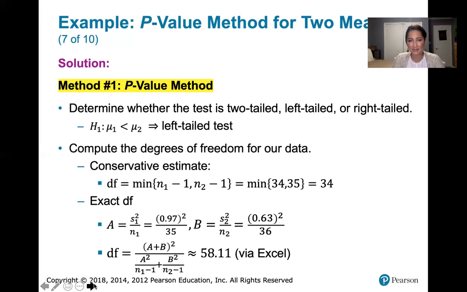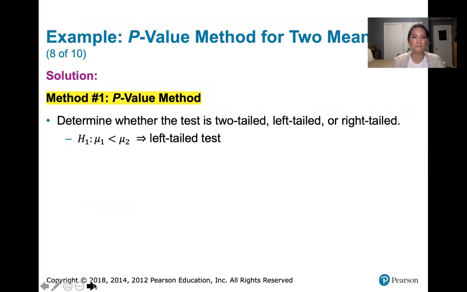If I use Excel to find that value, I get 58.11. Now, I'm not doing any of this computation here in this video, but I do a lot of this computation for the p-value method with the conservative estimate of the degrees of freedom and the exact value of the degrees of freedom in the homework help videos. So you might want to check out the statistics homework help videos if you want to see exactly how this is entered into Excel and how I am getting Excel to do all these calculations for me.